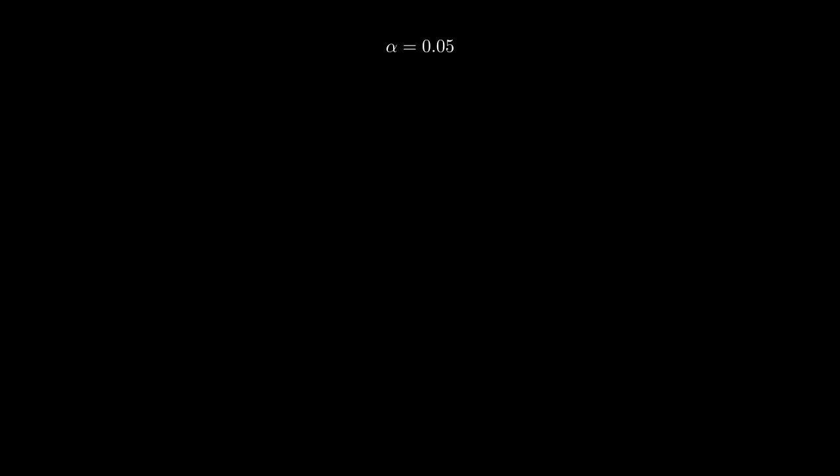Alpha equals 0.05 is our type 1 error rate, the false positive rate we accept. Beta represents type 2 error probability, failing to detect a real effect. Statistical power equals 1 minus beta. Typically we want power of 0.8 or higher.